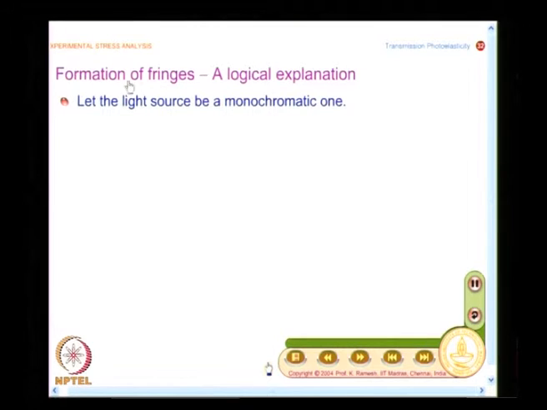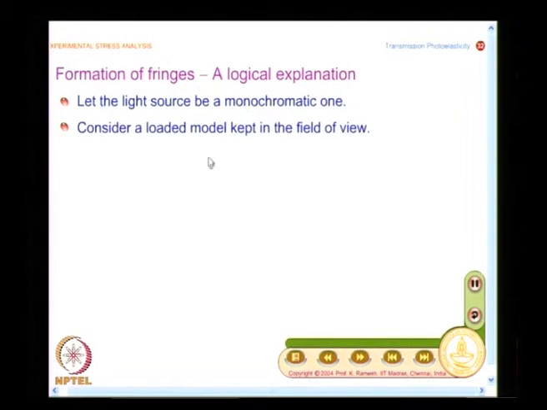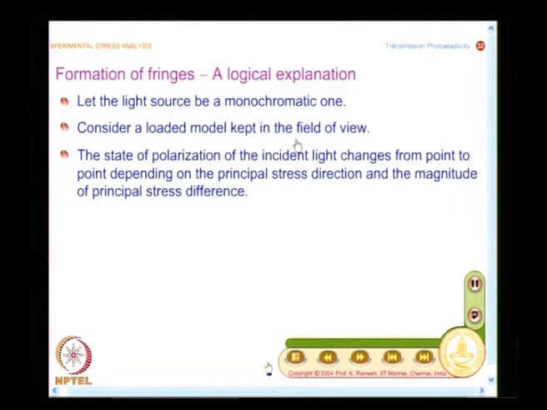Why do fringes get formed? We will try to provide a logical explanation. We have already seen the logical explanation, and this is another verification of whatever we have discussed. To simplify our effort, we will have the light source to be a monochromatic one. And what I do is, I have a model which is loaded, which is kept in the field of view.